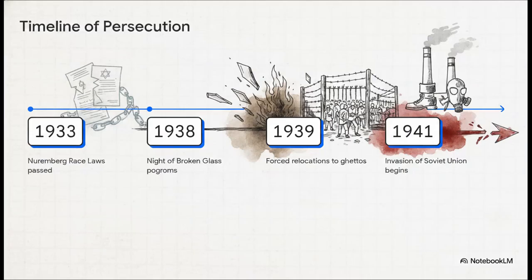And you can see just how rapidly this horrific architecture was built in the 1930s. In 1933, the Nuremberg race laws were passed, which initially targeted about 500,000 assimilated Jews and around 60,000 Roma and Sinti people. Then jump to November 1938, and this legal discrimination violently erupts into the Night of the Broken Glass, a massive, terrifying pogrom across Germany and Austria. By 1939, victims are being actively forced from their homes into overcrowded, disease-ridden ghettos. And by 1941, with the invasion of the Soviet Union, the whole timeline just accelerates, moving directly into the systematic implementation of the so-called final solution.